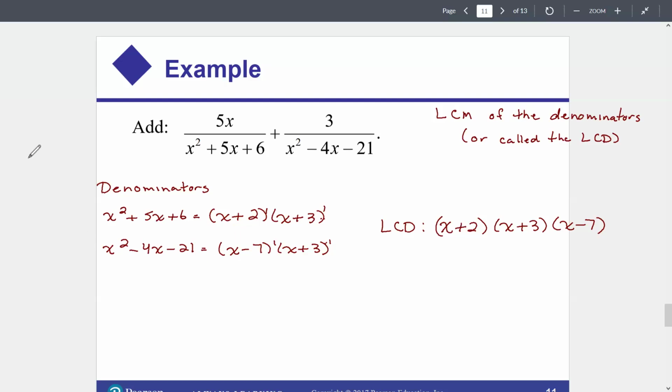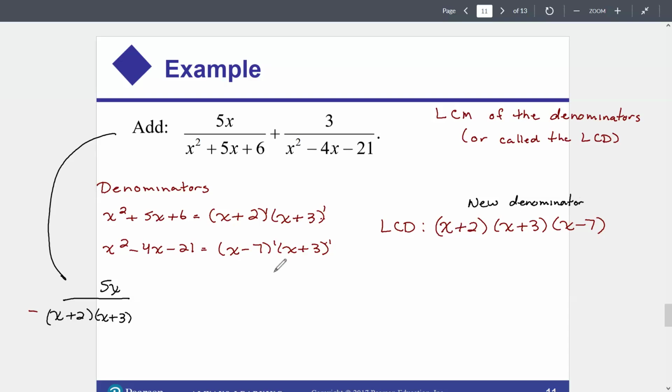So we're going to rewrite this as 5x, and we know that denominator breaks up into x plus 2 and x plus 3. What I'm trying to do here is make sure they have the same denominator, and that same denominator is going to be this LCD. So this is going to be my new denominator.